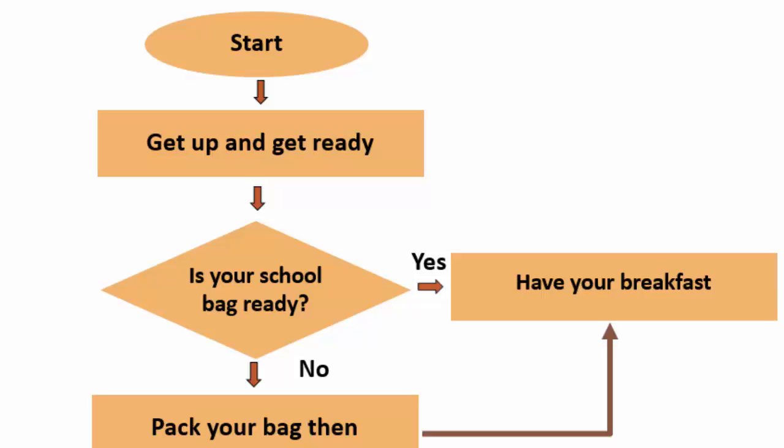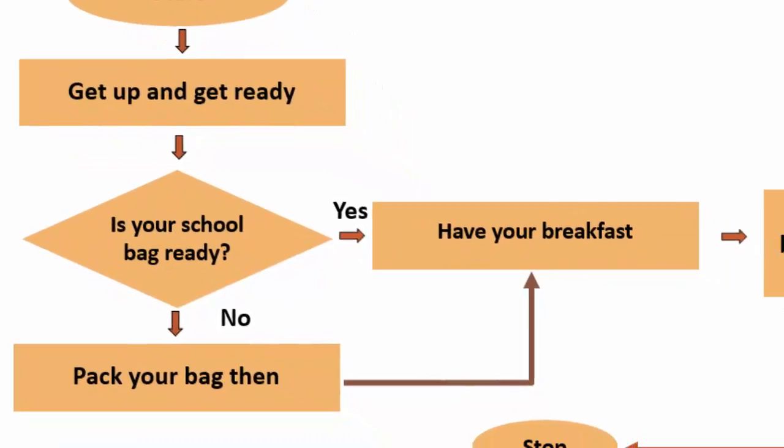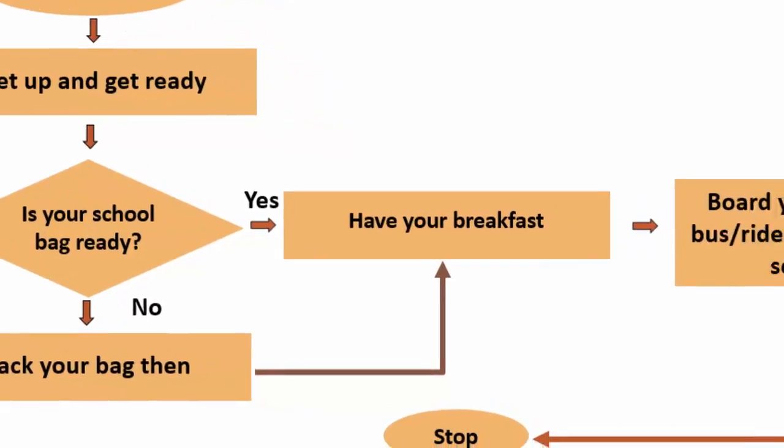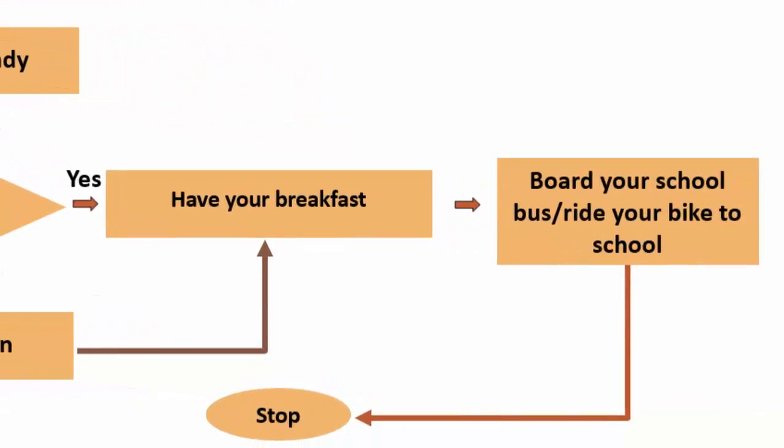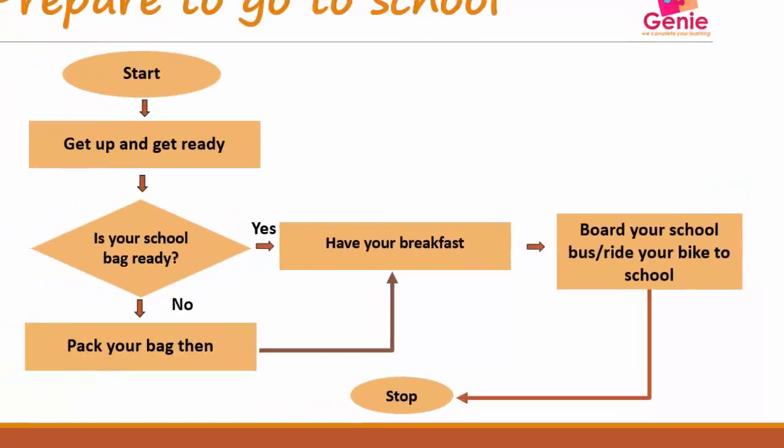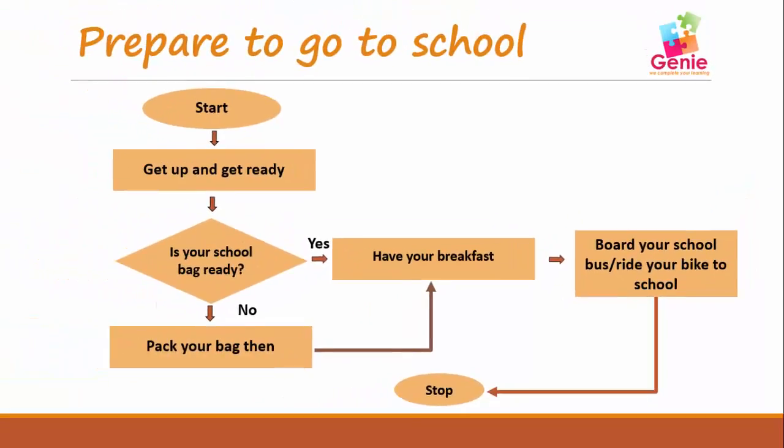Then you can have your breakfast. Well, if your school bag is ready, you can follow the yes arrow. You can have your breakfast and the next step is to board your school bus, or if you ride your bike to school, take it. And the flowchart comes to a stop.